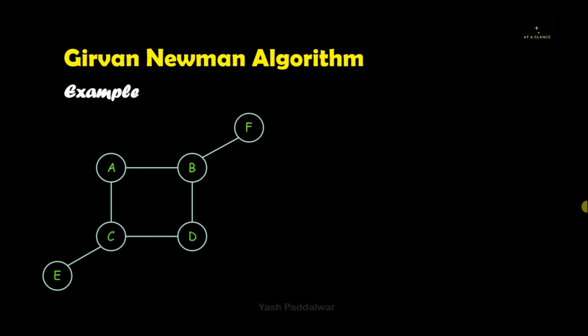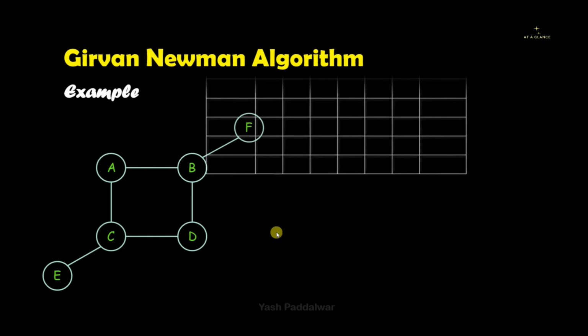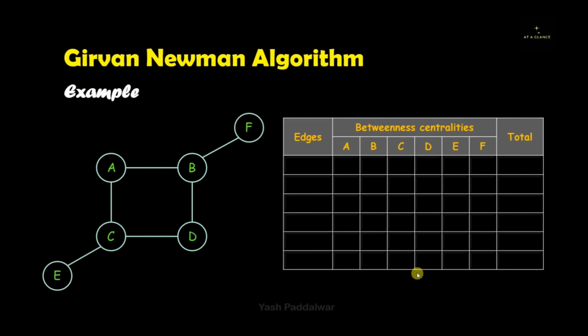Hence 2 plus 1 plus 2 will be 5. So I hope it is clear. Now that we have calculated the edge betweenness of all the edges considering every single node as the root node, now we'll have to construct this table.